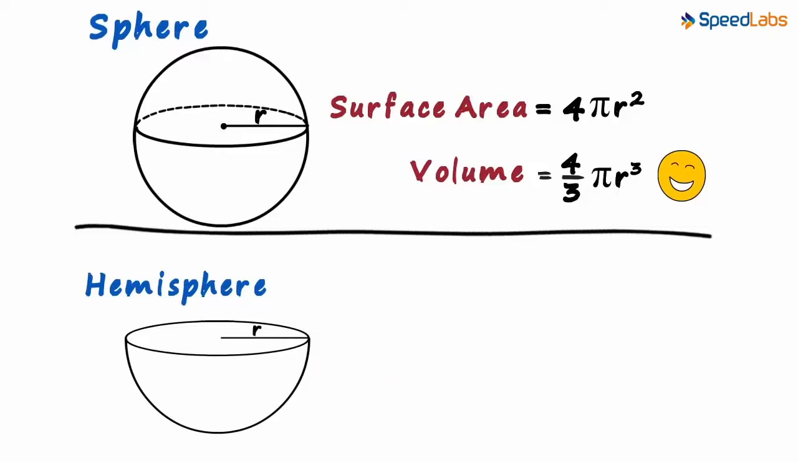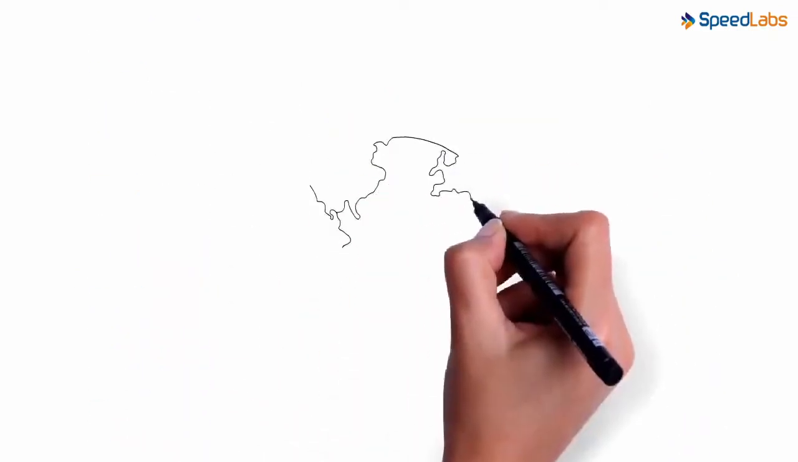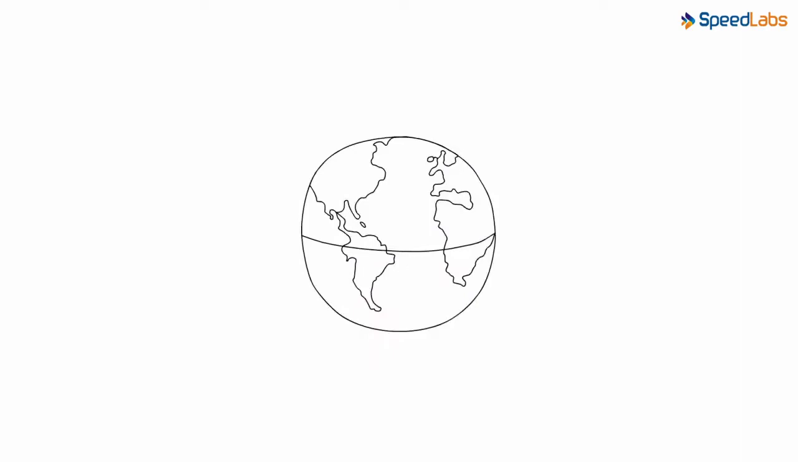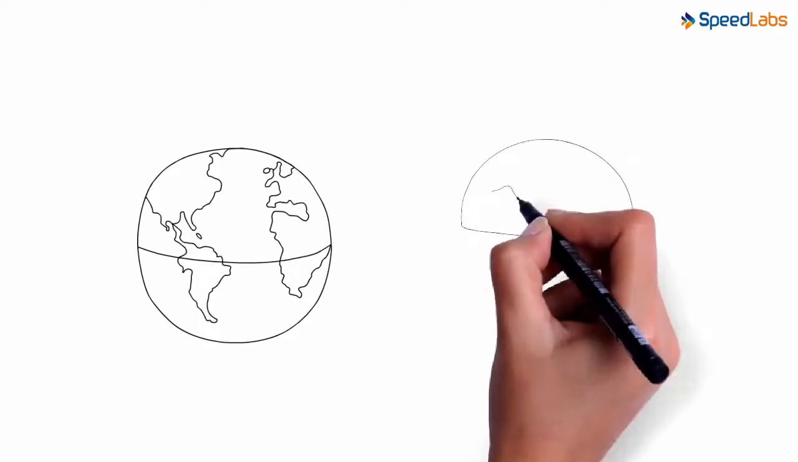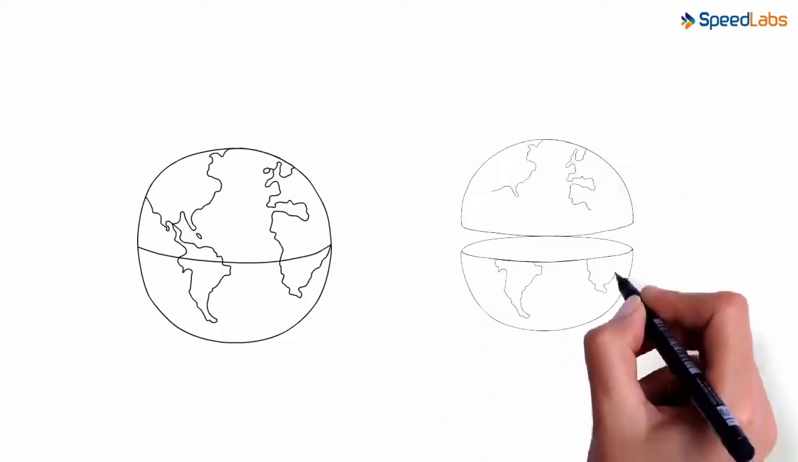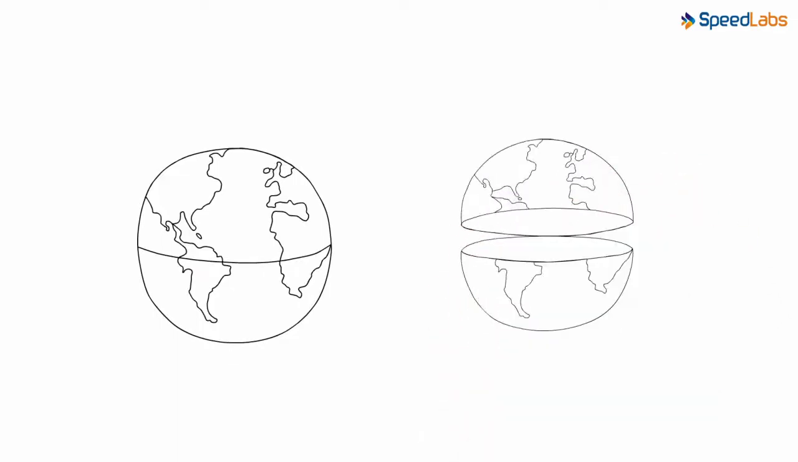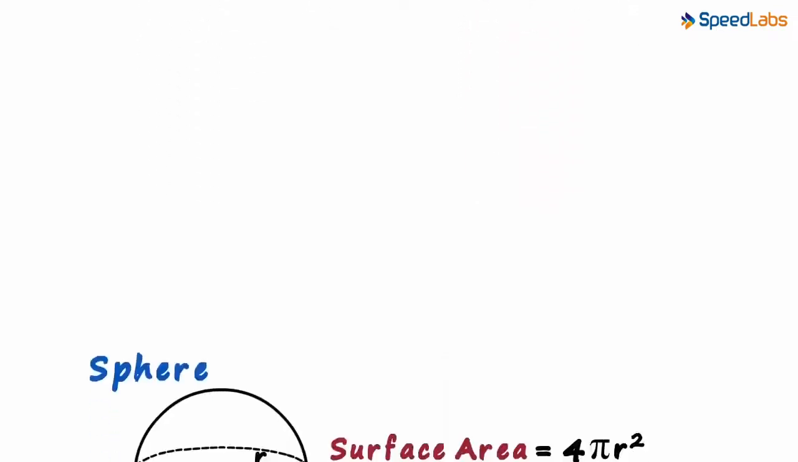The best way to understand the hemisphere is by looking at the Earth. The equator divides the Earth into two hemispheres, the northern hemisphere and the southern hemisphere. If we split the Earth at the equator, we get two hemispheres like these. Okay, great. Let's get back to our figure now.